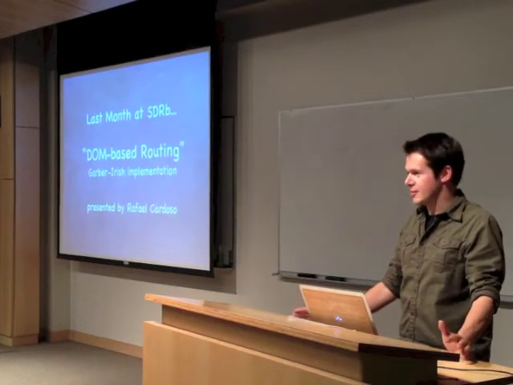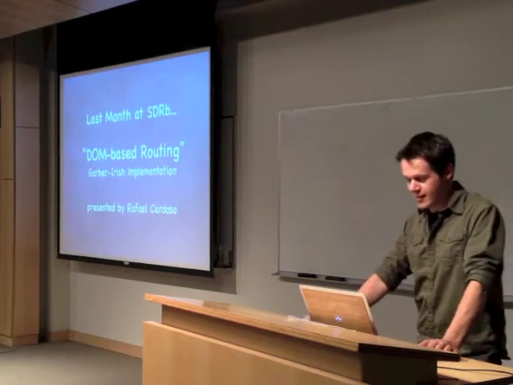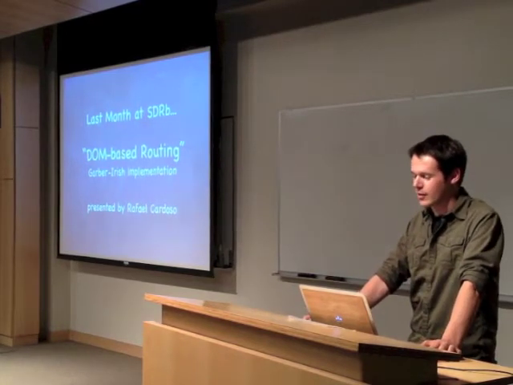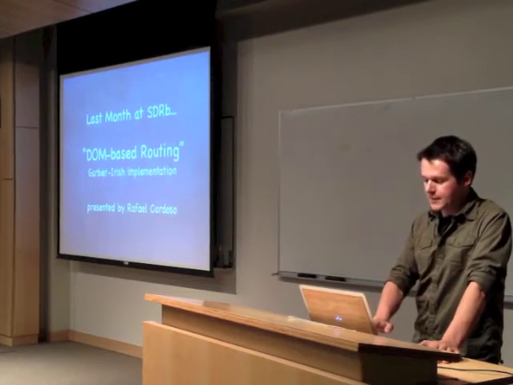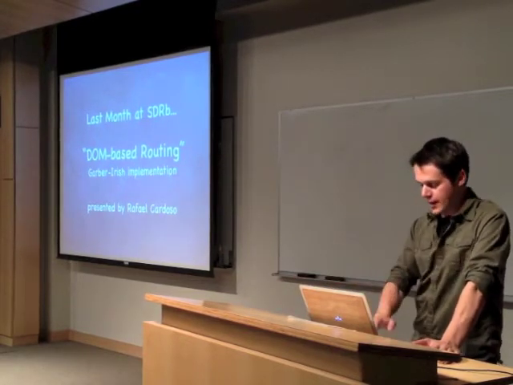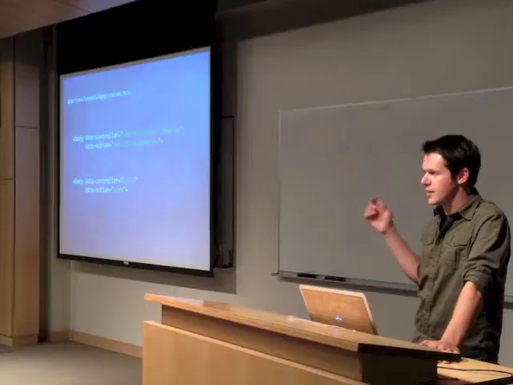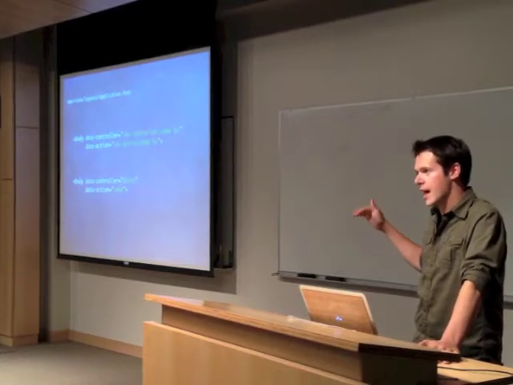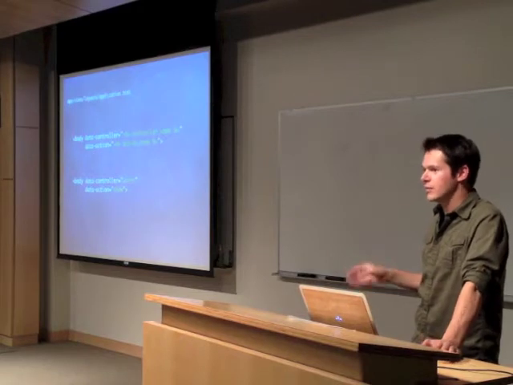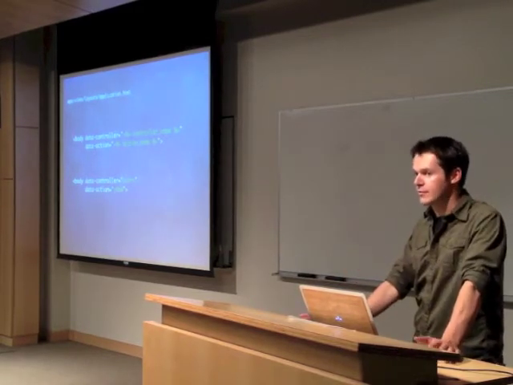The implementation is, I'd love to say we came up with it, but Paul Irish and, I want to say, Jason Garber came up with this method they call DOM-based routing. And I'll give you the basic setup. In your application layout, you set up a couple HTML5 data attributes in the body tag where you just spit in the Rails controller and action. They don't get presented to the user, they're just there if and when the JavaScript decides to take advantage of them.